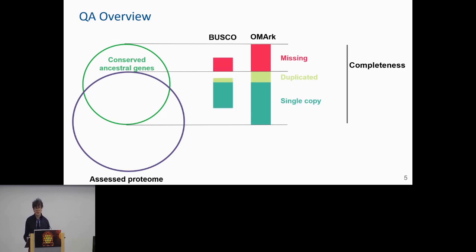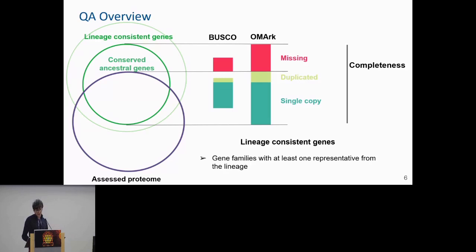You may be familiar with this concept because it's the same concept that's used in BUSCO, except OMArk doesn't only consider single copy genes, it can also consider genes that exist in duplicated copies in most extant species. But the actual novelty in OMArk is the consistency assessment that uses lineage consistent genes. That is, gene families with at least one representative gene from the lineage of interest, so all genes that are known to exist in this clade.